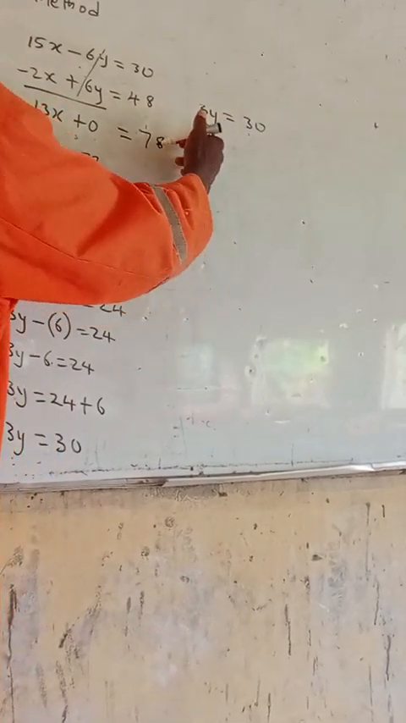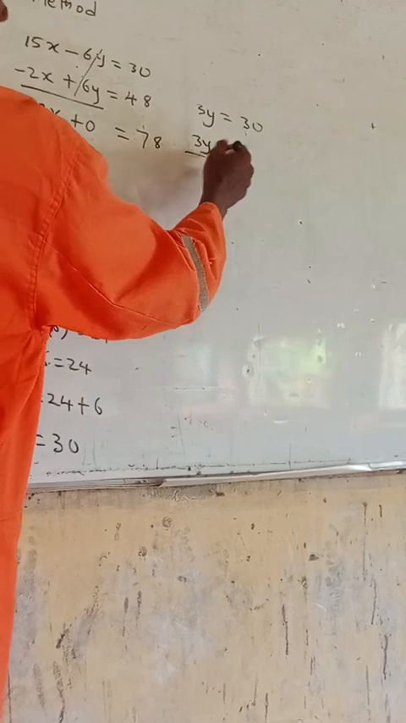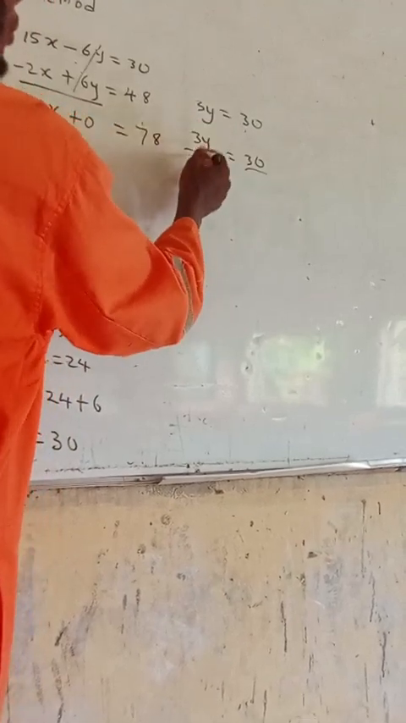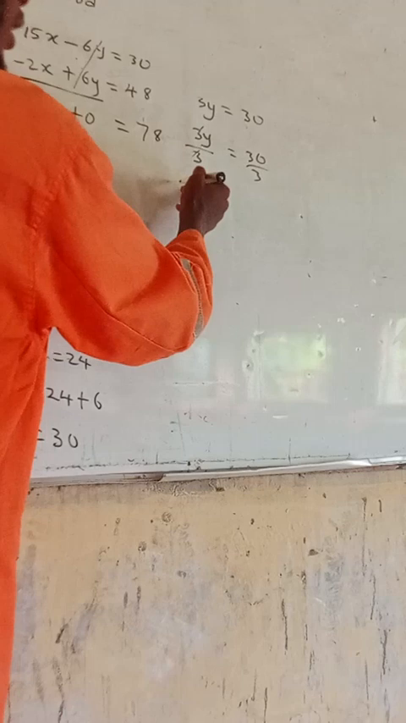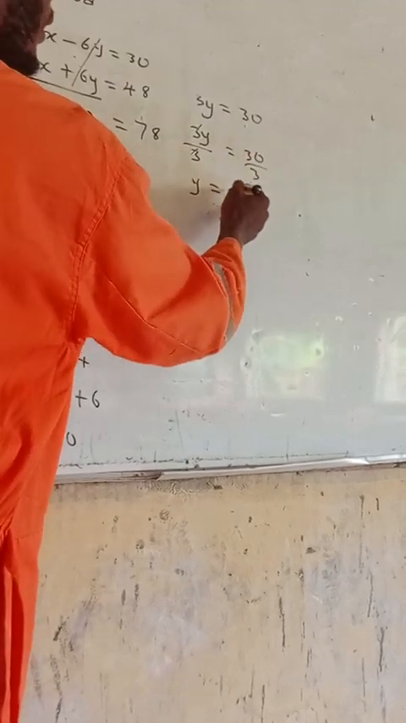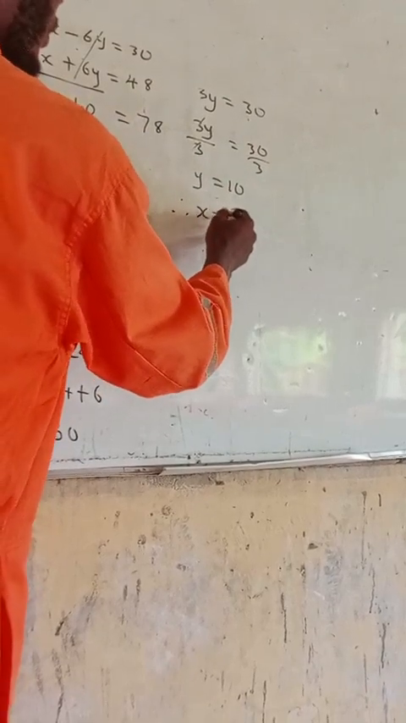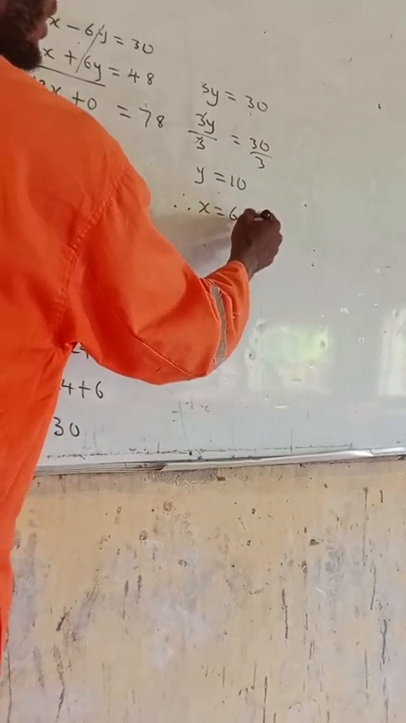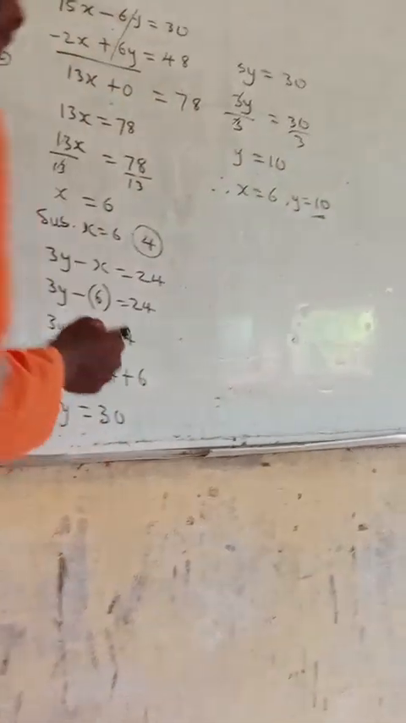And to make y subject of the formula, we are going to divide both sides by the coefficient of y, which is 3. So 3 will take away 3 here, we will be left with y is equal to what? 30 divided by 3 is 10. Therefore, our x is equal to 6 and our y is equal to what? 10. Okay? Thank you.